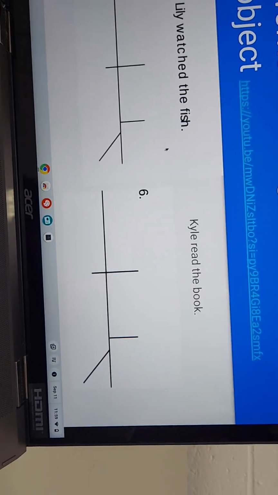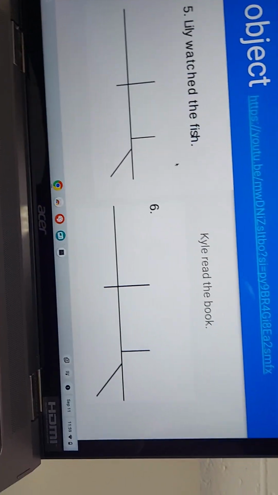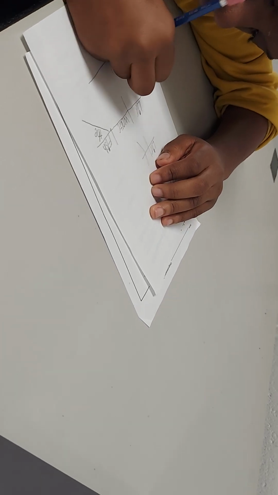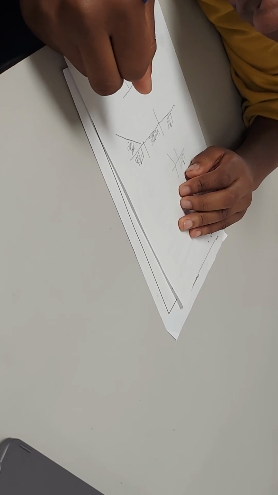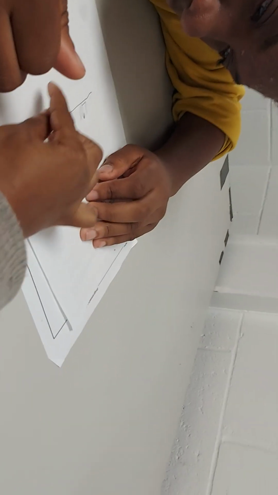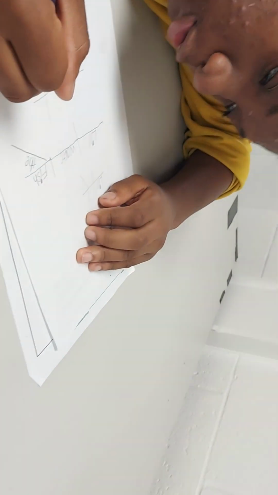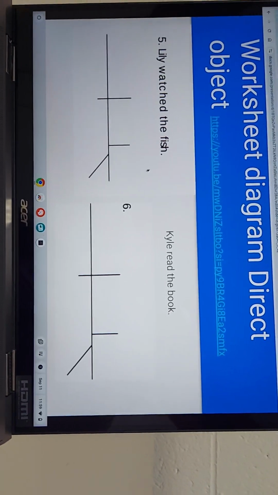Okay, and can you do this sentence right here, number 6? Kyle read the book. Make another line, just like I drew it. Just the way I drew it. And put a line up right here for the direct object. There we go. Now, cow. Cow is the subject, cow.